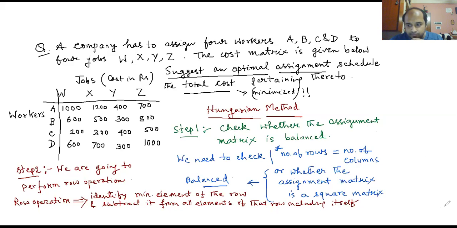After row, my next step is my movement to the next; I have to put the arrow mark like this. This arrow mark suggests that I am transforming my given matrix to a new matrix, and the new matrix is given as follows. So I have the columns W, X, Y, and Z, and the workers are A, B, C, D.